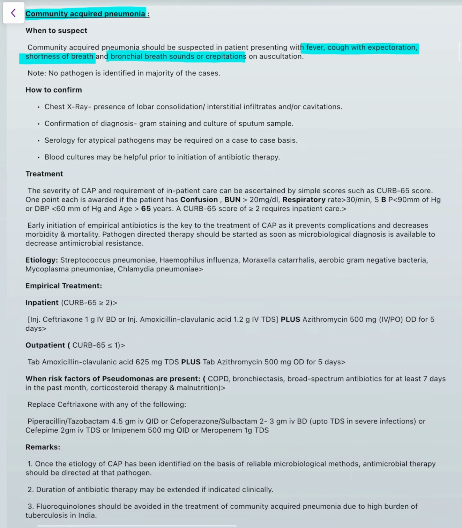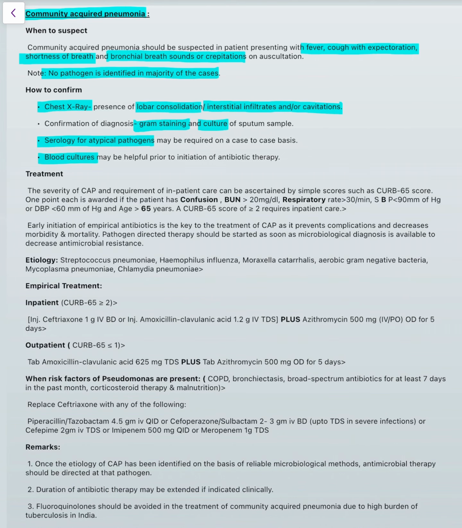In CAP you'll find that no pathogen is identified in the majority of cases. How do we confirm that it is CAP? By X-ray. X-ray will show presence of lobar consolidation, interstitial infiltrates, or cavitations also can be there. And confirmation we'll do with sputum gram staining and culture. Also we can go for serology of atypical pathogens, like mycoplasma, chlamydia, legionella, some viral infections. Blood cultures may be helpful prior to initiation of antibiotic therapy.